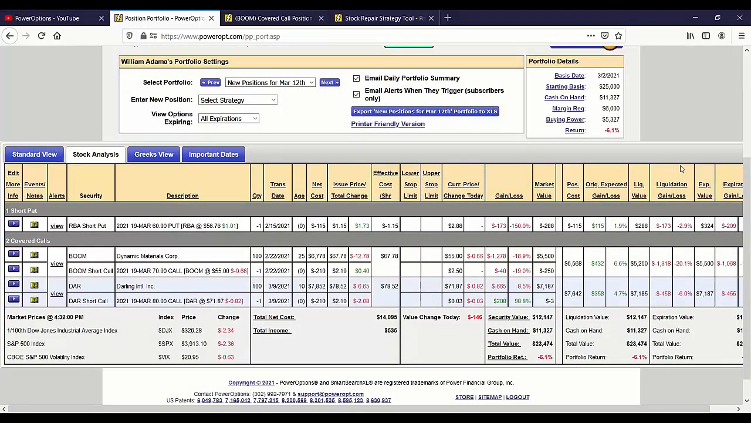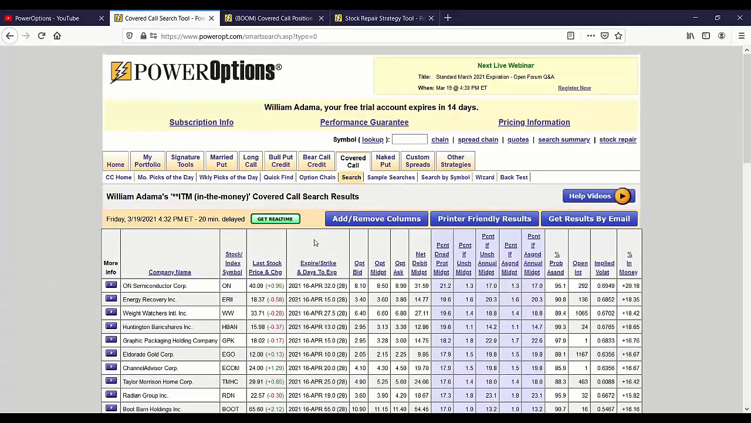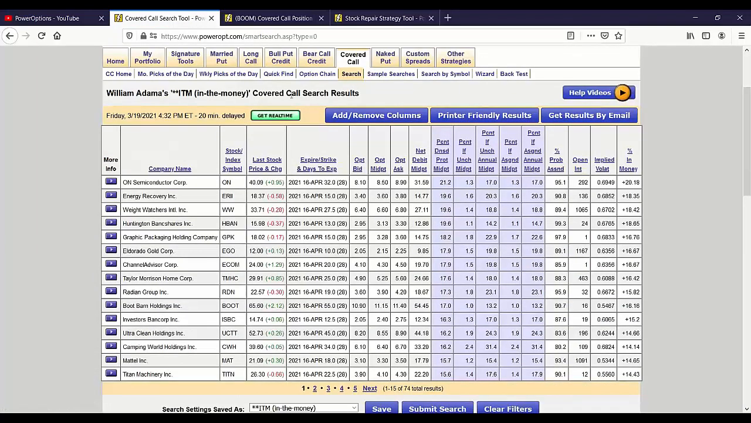Our target is 1%. That's what we use. But it also depends on the structure. What do I mean by that? Let's go just to covered calls. Okay, so I'm going to go to search. Okay, so this is the in-the-money monthly covered call screen.